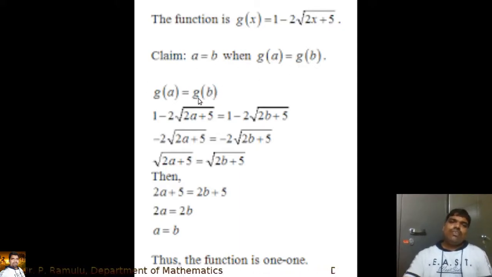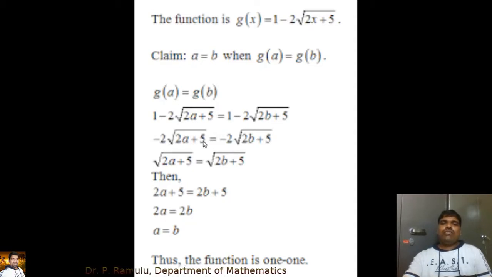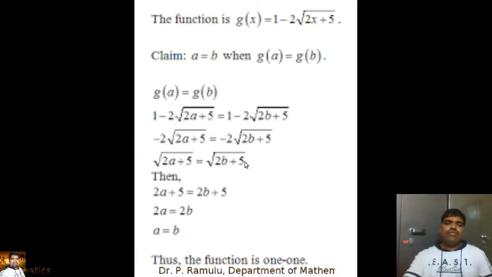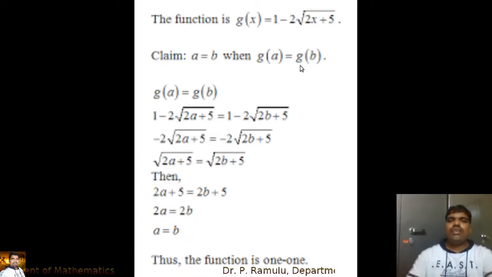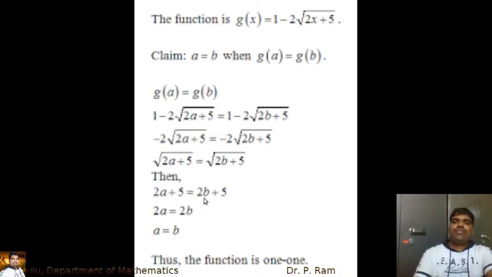If g of a equals g of b, the 1 will cancel out, the minus 2 will also cancel out, root 2a plus 5 equals root 2b plus 5. Root 2 cancels out, the 5 also cancels, so a equals b. If g of a equals g of b, we get a equal to b, that's why it is a one-to-one function. So distinct elements have distinct images.